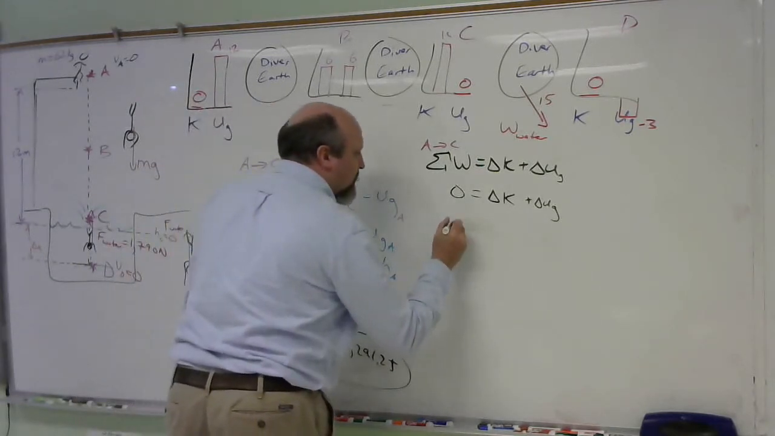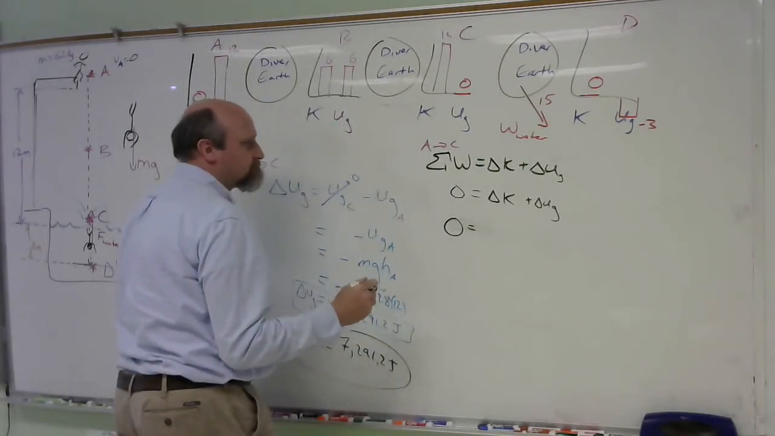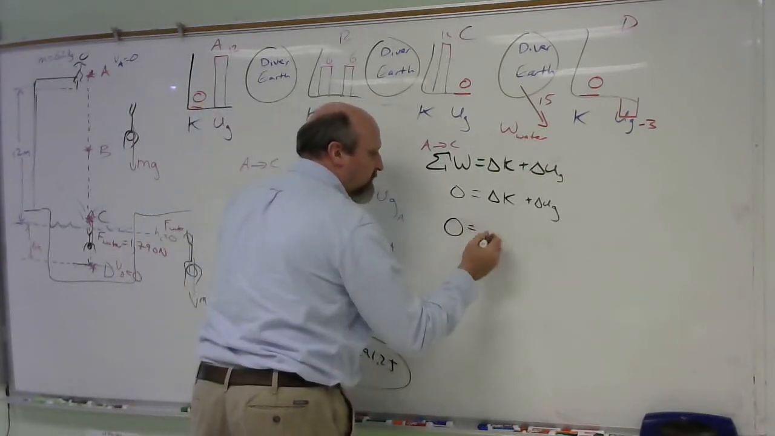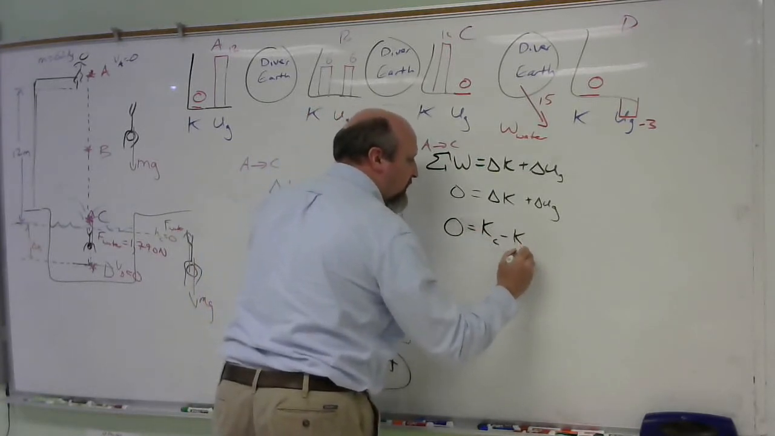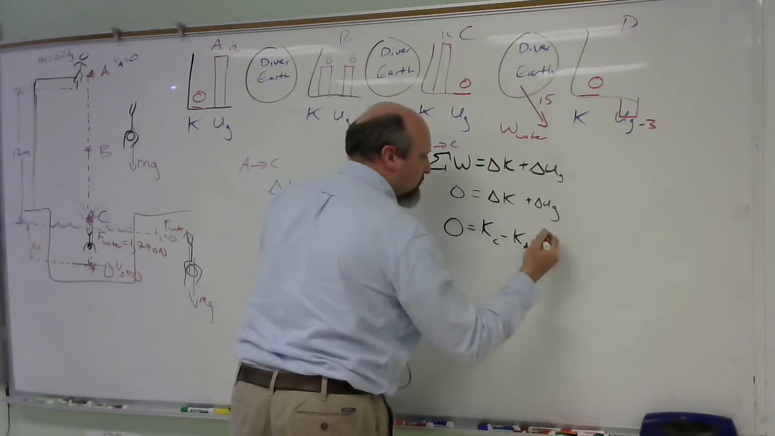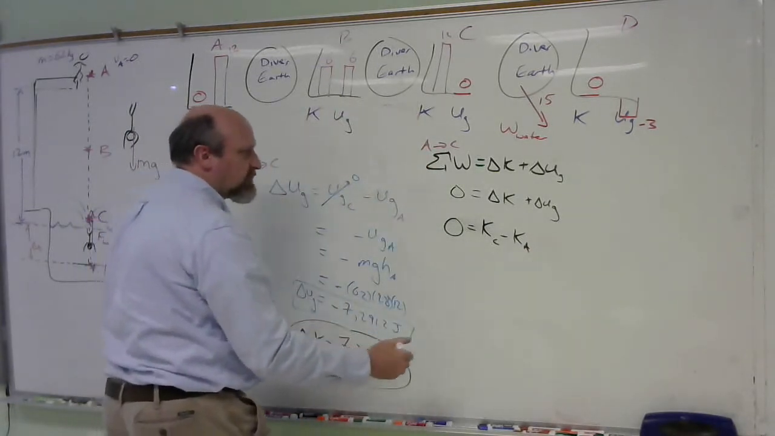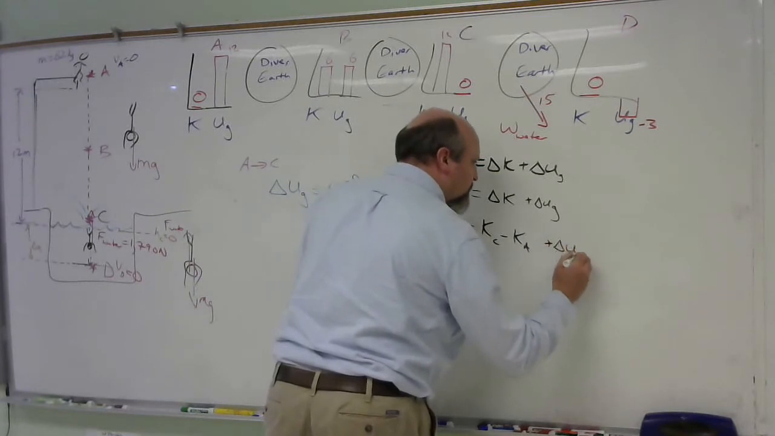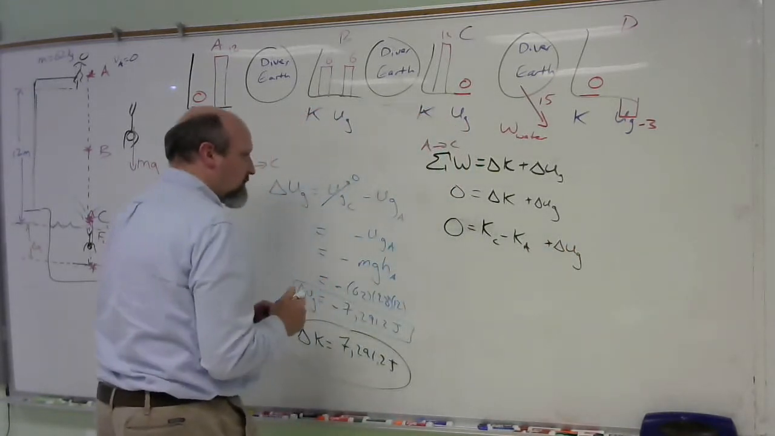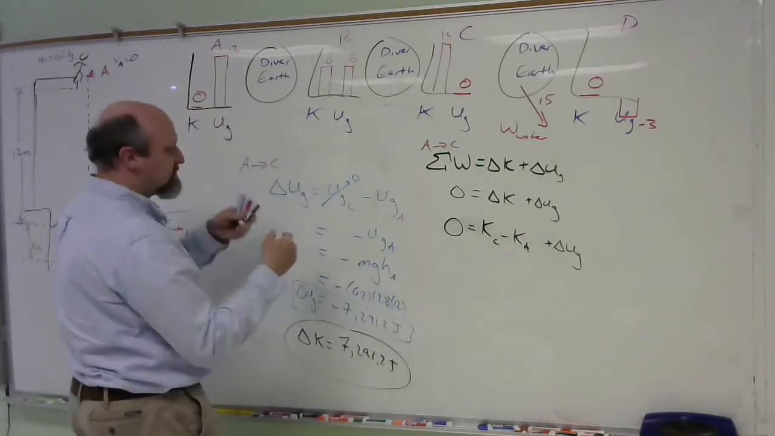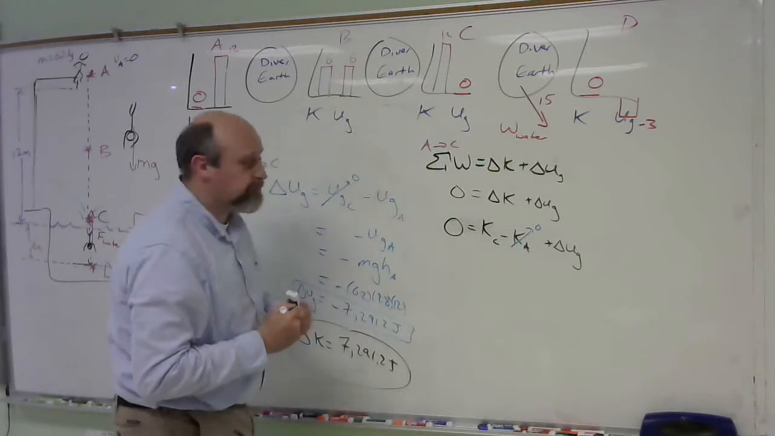Jotting this down, delta K, that would be the final kinetic minus the starting kinetic. This is the kinetic at C minus the kinetic at A. And then our delta UG, we already know that's a negative 7,291.2. I'm just going to leave that alone for right now. We'll put our values in a minute. The kinetic energy at A was 0 because it started from rest, so that term drops out.